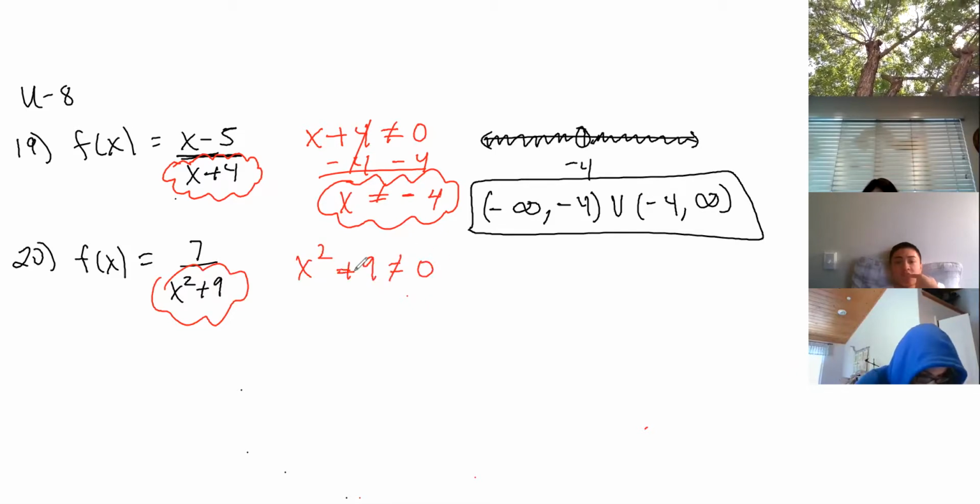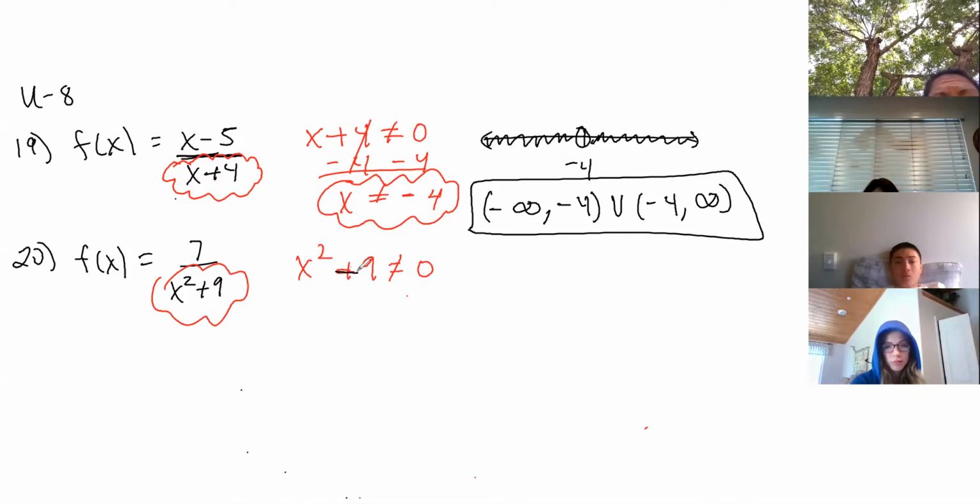So I try to factor. X squared plus 9 does not factor because it's not a minus sign, it's a plus sign right here. Doesn't x squared plus 9 factor out to x minus 3i and x plus 3i? Yes, but when we're looking for domain, we're looking for it over the real numbers. Oh, okay. Yeah, so we don't use imaginaries when we're looking for domain.